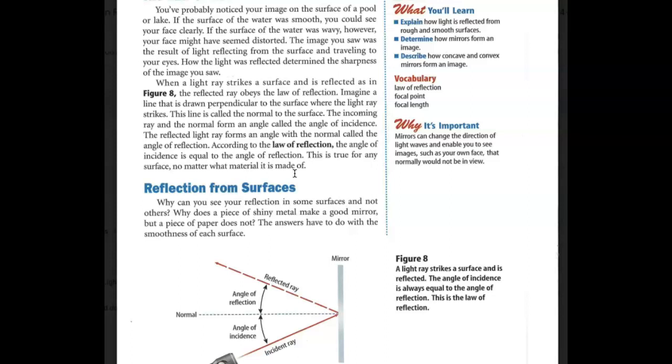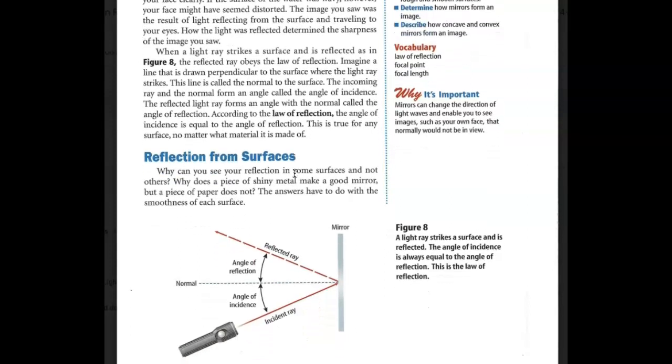This line is called the normal to the surface. The incoming ray and the normal form an angle called the angle of incidence. The reflected light ray forms an angle with the normal called the angle of reflection. According to the law of reflection, the angle of incidence is equal to the angle of reflection. This is true for any surface, no matter what the material is made of.